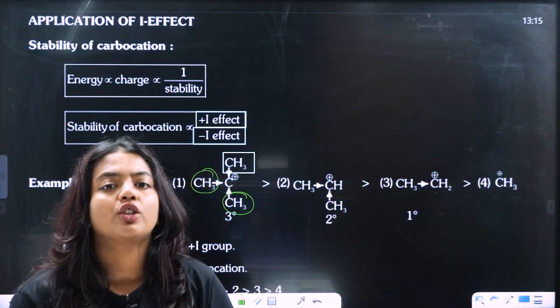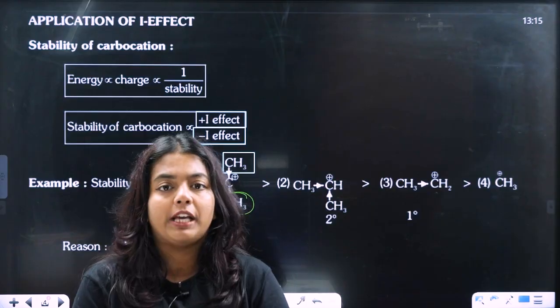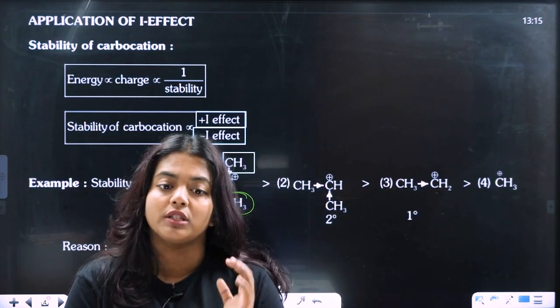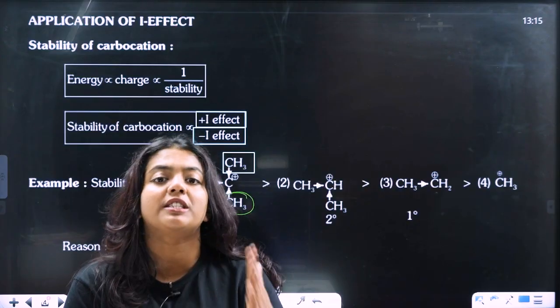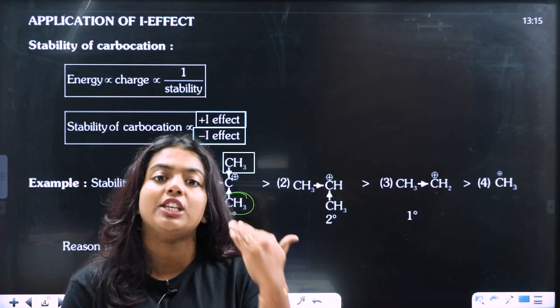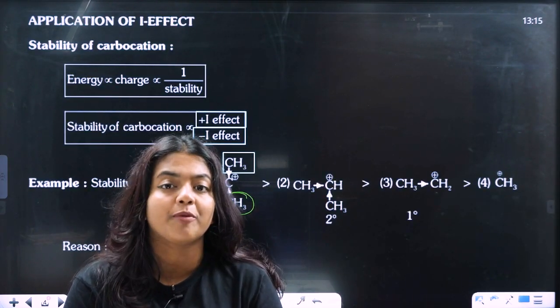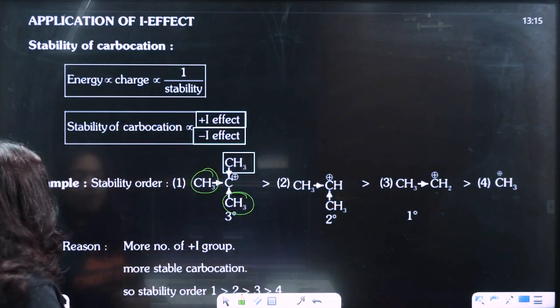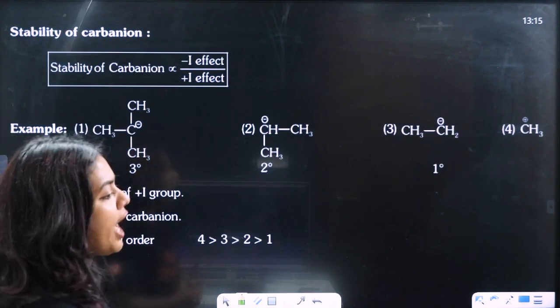Always remember carbocation stability. You will be studying this in GOC 2 and in the particular reaction mechanisms also. This is very important. Carbocation stability is increased, that is, stabilized by the plus I effect and destabilized by the minus I effect. Okay, now the next one is carbanion.